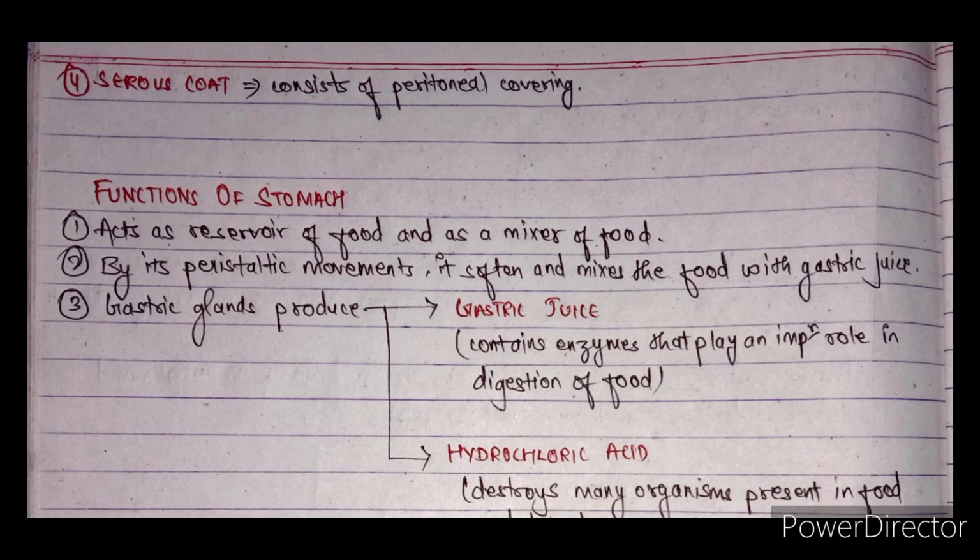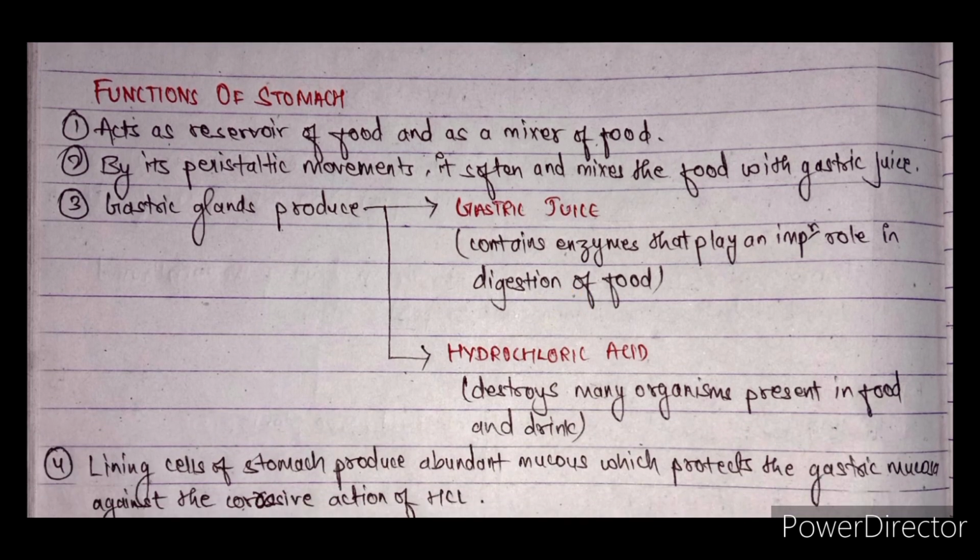Lastly, the fourth layer of the interior of the stomach is known as serous coat and it consists of peritoneal covering. Now here we finished the interior of the stomach. Now let's talk about some functions of stomach. The stomach acts as a reservoir of food and as a mixer of food. By its peristaltic movements, it softens and mixes the food with gastric juice.